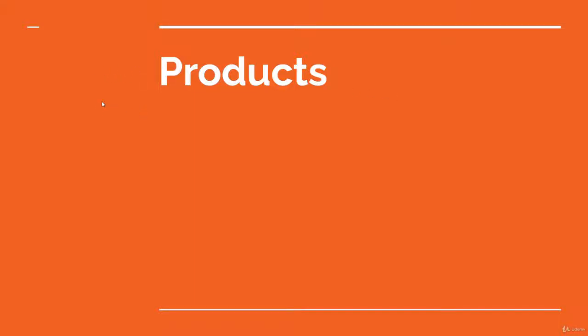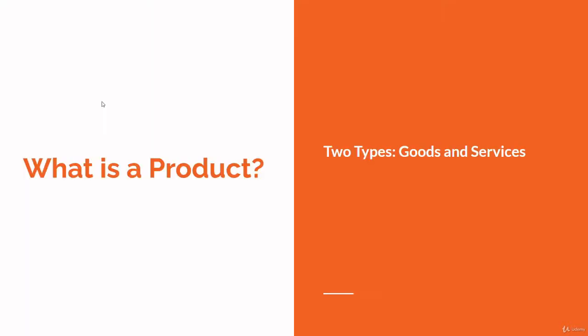Now that we have finished our introduction to marketing, let's begin our course on marketing. First of all, we're going to be talking about products. So, what is a product? Now, there's two types of product, a good and a service.